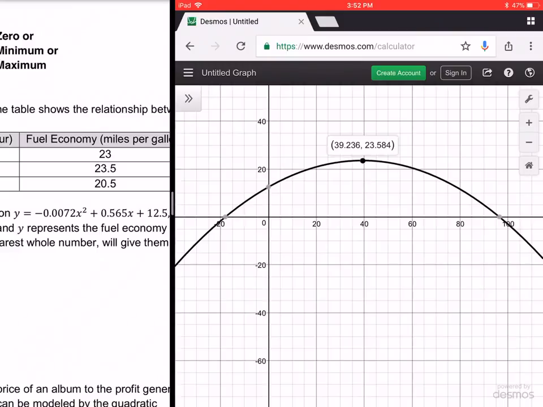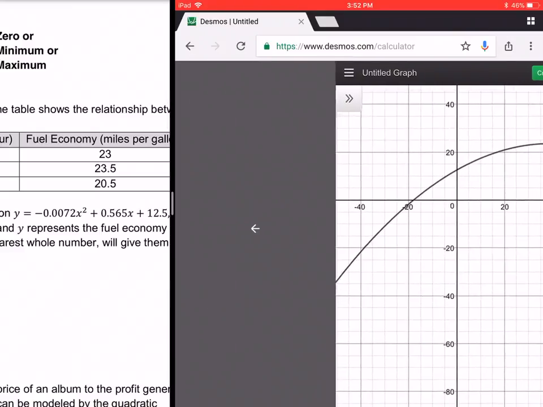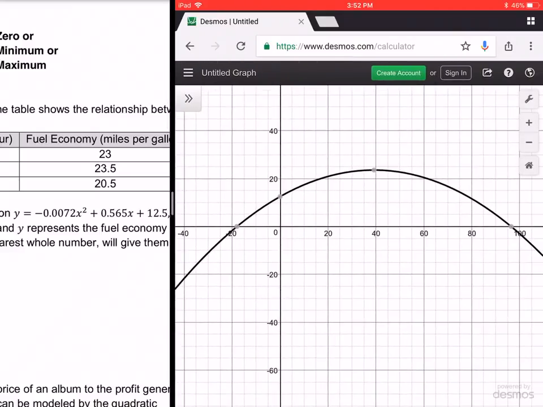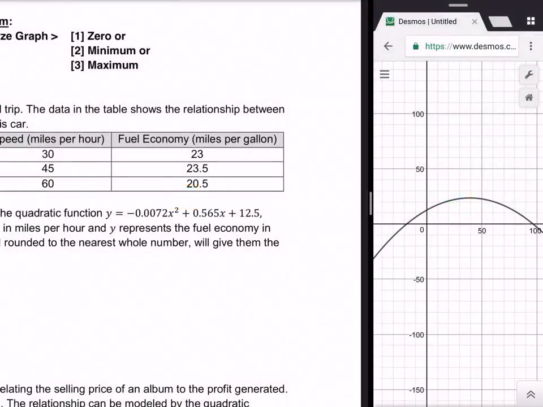And if I click at the very top, right, it makes sense. That is going to be the best fuel economy. That's what's called your maximum point, okay? So we're going to use that point. So if I go back to my problem, oops, click that. I'm going to go back. Okay, remember that number, right?